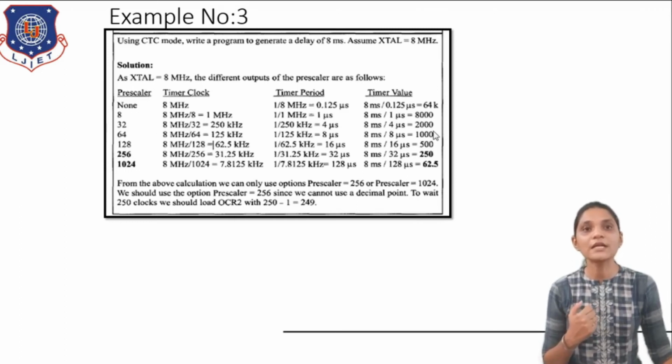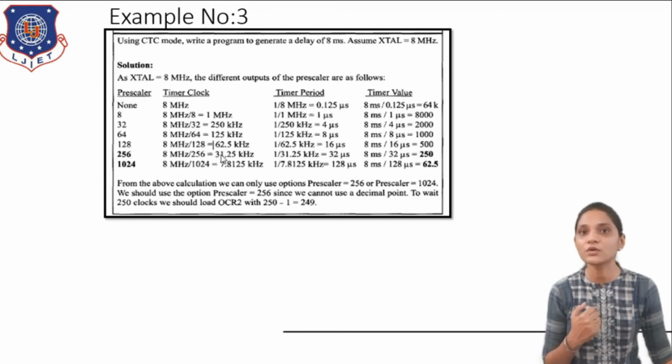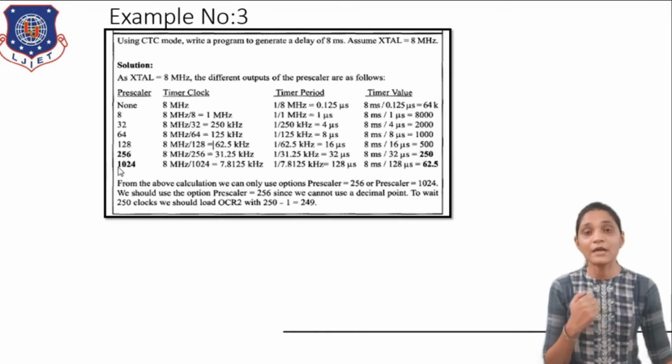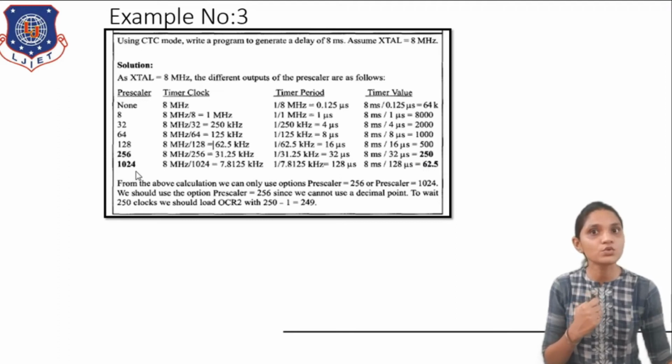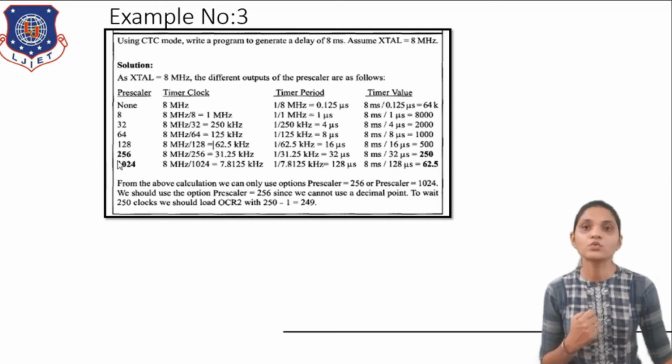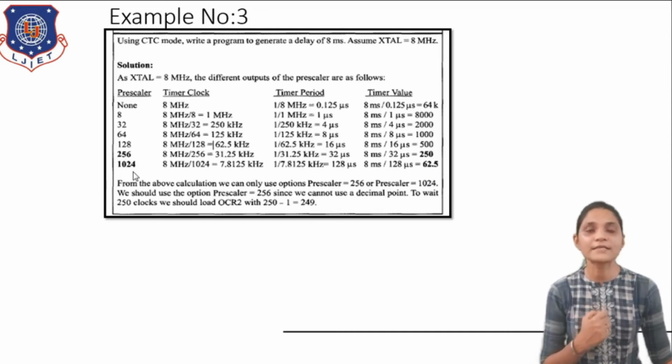For 32, you will get the value of 2000. For 64, you will get the value of 1000. For a prescaler of 128, you get the value of 500, and for 256, you will get the value of 250. And for a prescaler value of 1024, if you calculate the value for the timer, you will get 62.5. So you can use either 256 or 1024 as a prescaler.